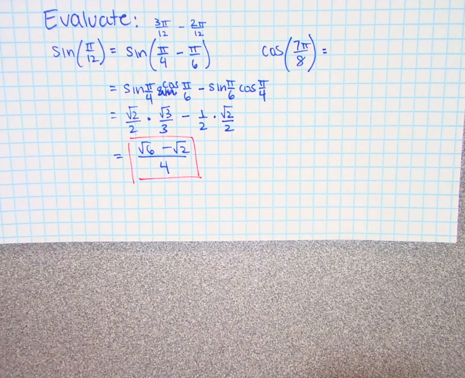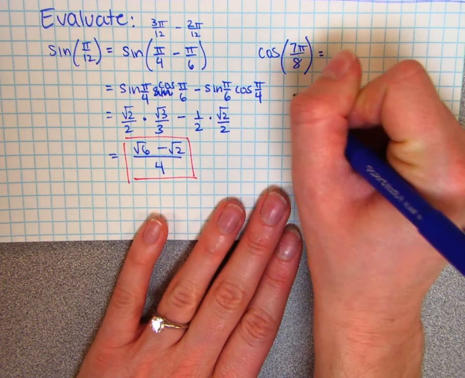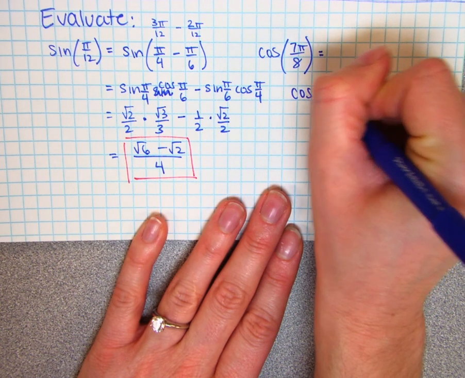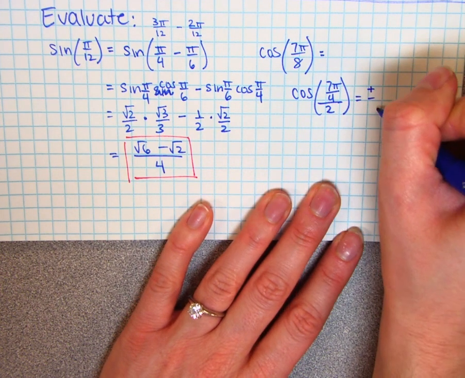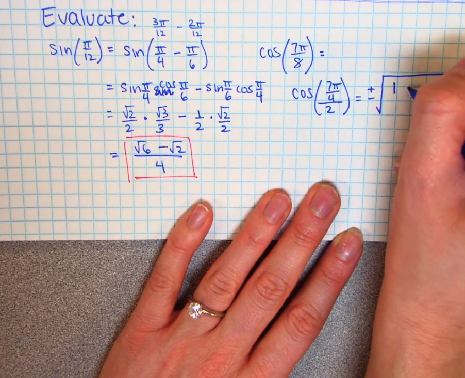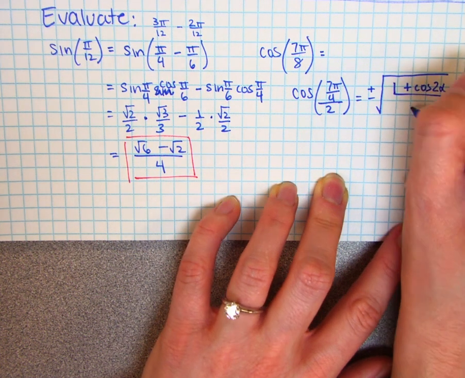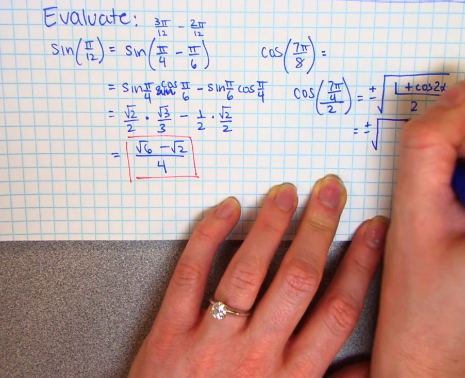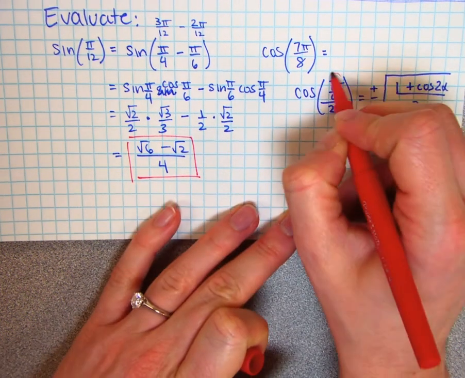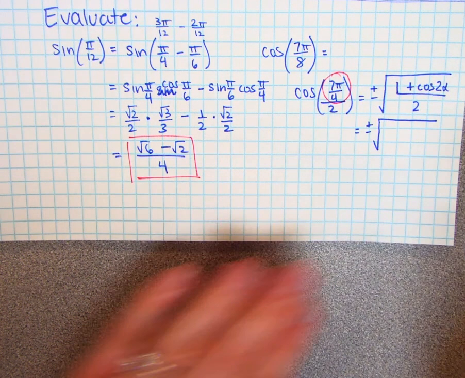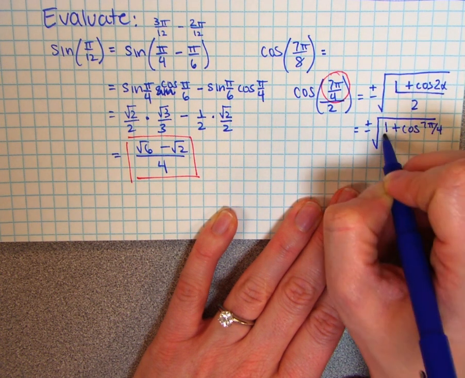For this one, I can't use a sum or difference identity, but I can use a half angle identity. So my half angle here, I can rewrite this as cosine of 7 pi over 4, which is over 2. Using my half angle identity, I have plus or minus the square root of 1 plus cosine of 2 alpha, we'll get to that in a moment, all over 2. Then we have our plus or minus. Alpha in this case is that 7 pi over 8, which means it's the 7 pi over 4, which is an angle that we know from the unit circle, that will actually go into this calculation. So we have 1 plus cosine of 7 pi over 4 over 2.